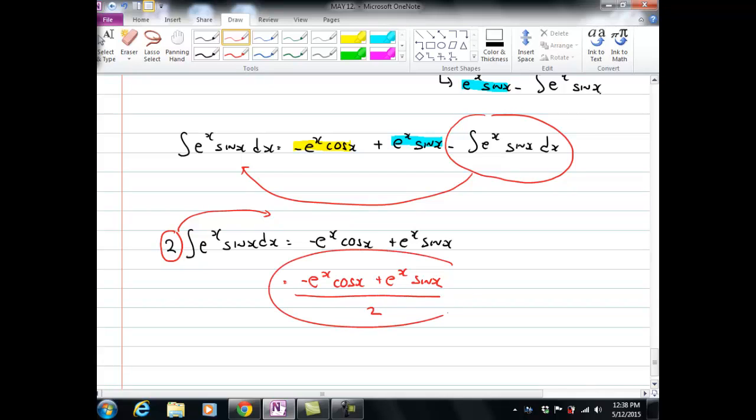And that's my answer. See, I get to here, and it's the exact same as my original question. If I do this a third time, it's just a never-ending loop. So I'm going to stop this loop by moving this over to the left side, which gives me 2 of this. Then I can bring the 2 over, and what I have now is the solution for integral of e^x sine x. And that is the answer of how you do that.